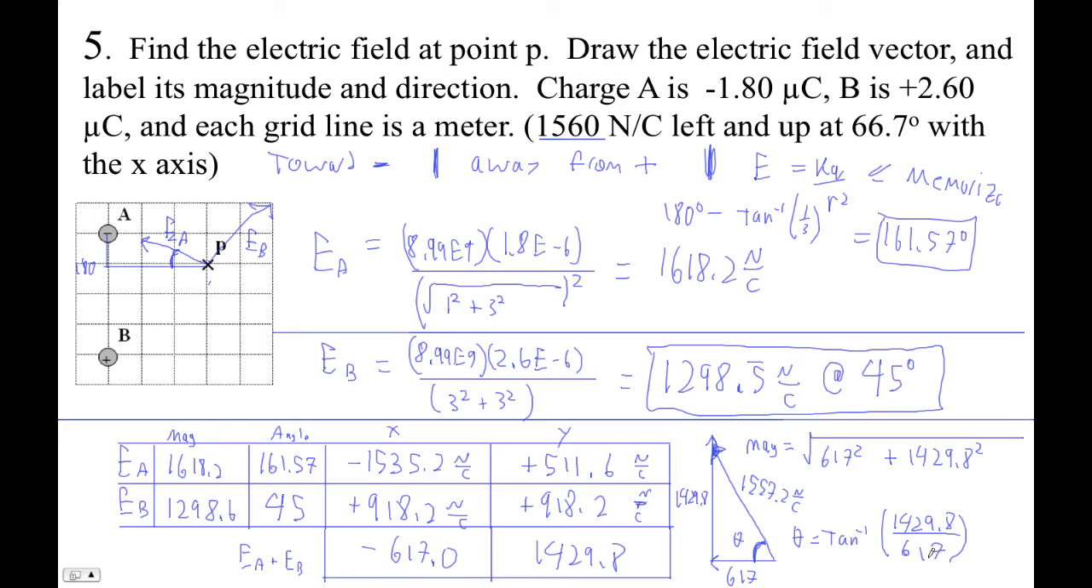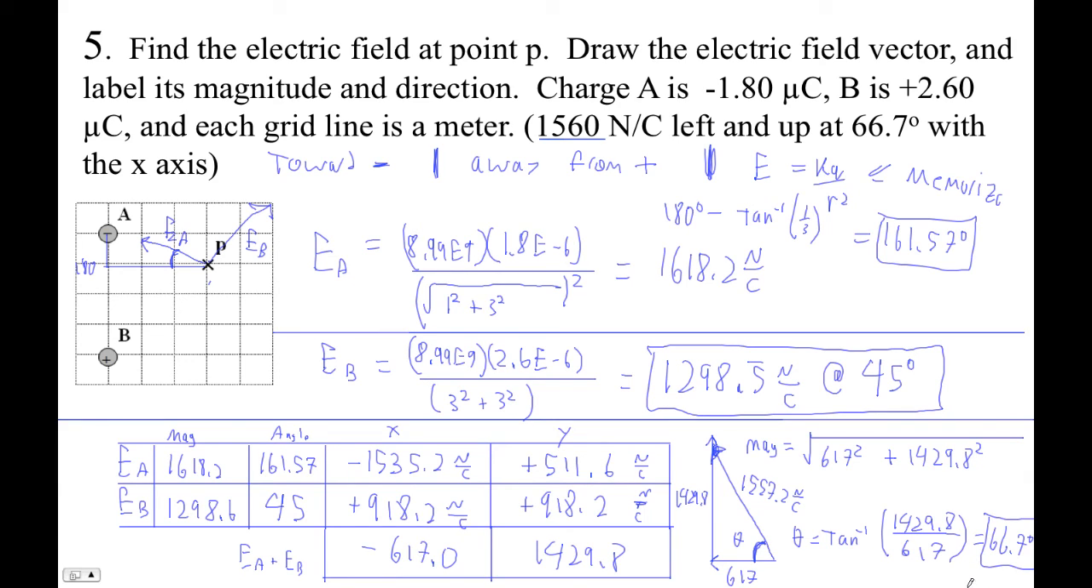All right, here we go. Second tan, 1429.8 divided by 617. Did the math correctly all the way to the end, and then 66.7 degrees. There we go. It's 66.658. So 66.7. Ta-da. All right, so what does it say? Left and up. So left and up at 67 degrees with the x-axis. Yeah, that's what we got.